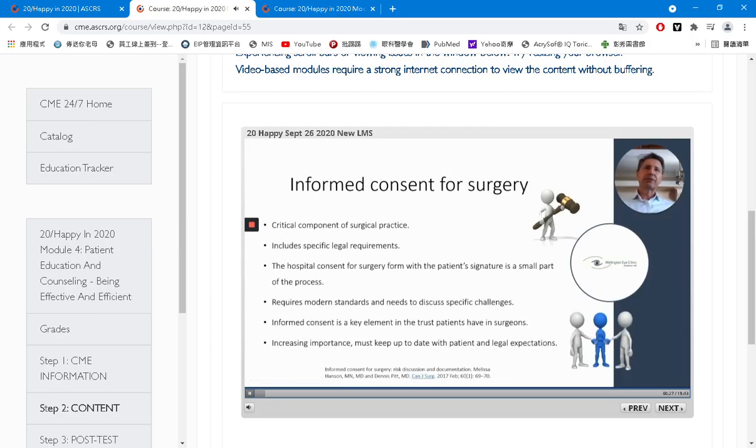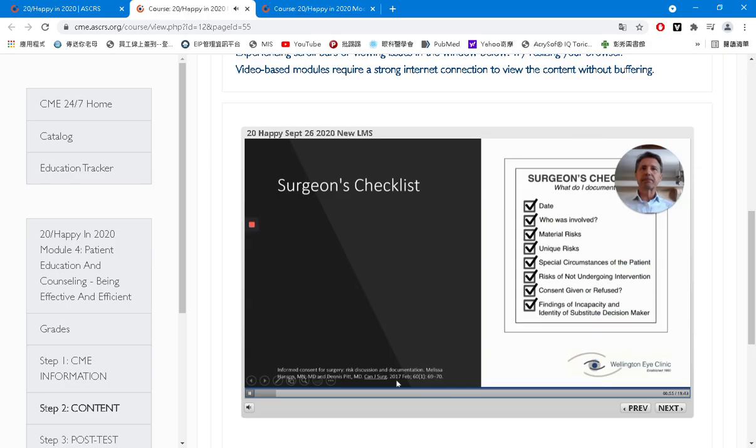Informed consent for surgery has become a critical component of surgical practice. It includes specific legal requirements. The hospital consent for surgery form with the patient's signature is a small part of the process. Today, consent requires modern standards and needs to discuss specific challenges. Informed consent is a key element in the trust patients have in surgeons, and it is of increasing importance and must keep up to date with patient and legal expectations.